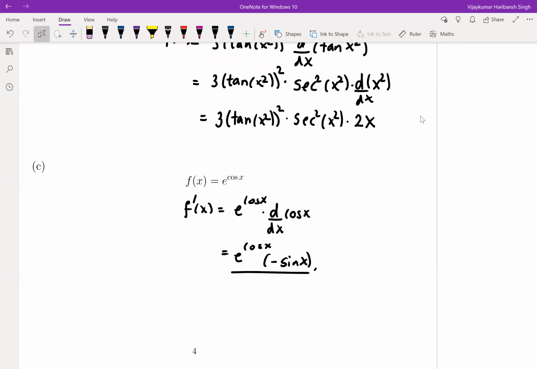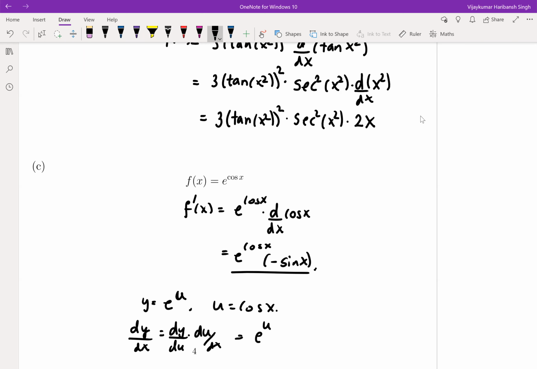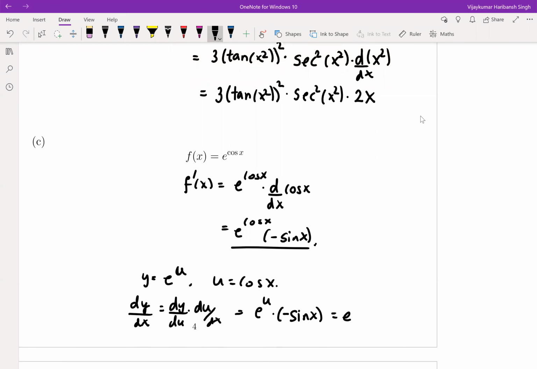Yes, we could have also done it by taking y equals cos u e to the power u, where u is cos x. So therefore dy by dx is dy by du times du by dx. Here dy by du is the derivative of e to the u with respect to u, which is e to the power u. The derivative of u with respect to x is minus sin x. Now put back what your u is. So you get e to the power cos x times minus sin x.